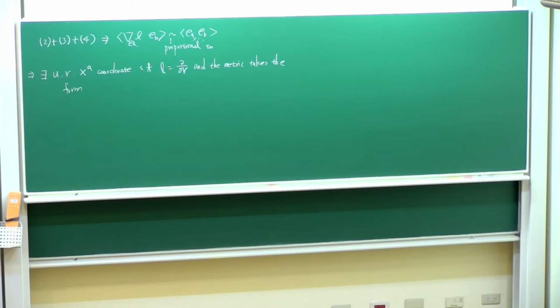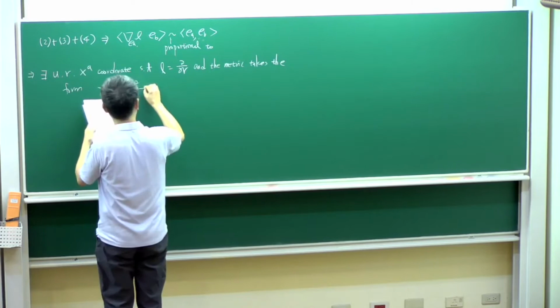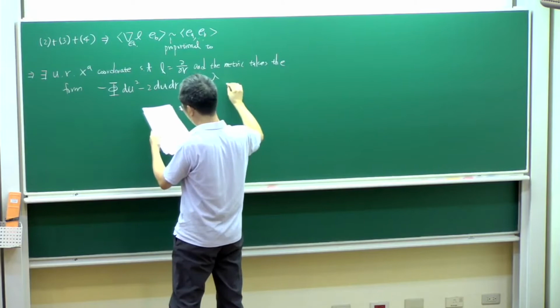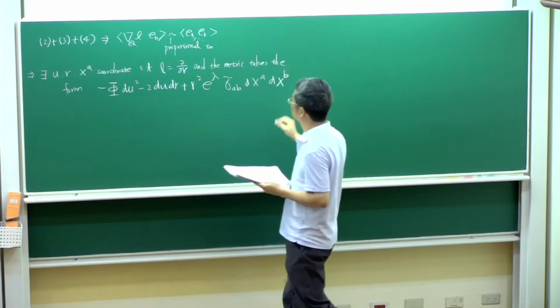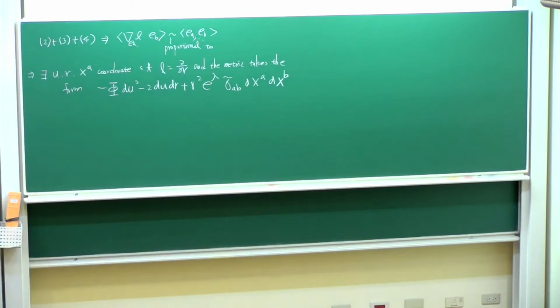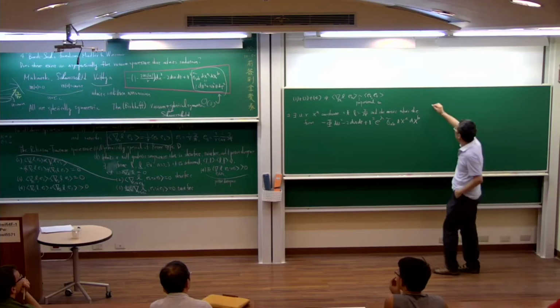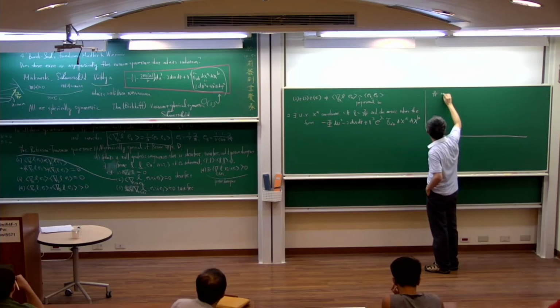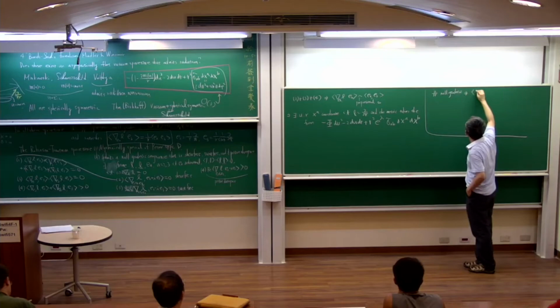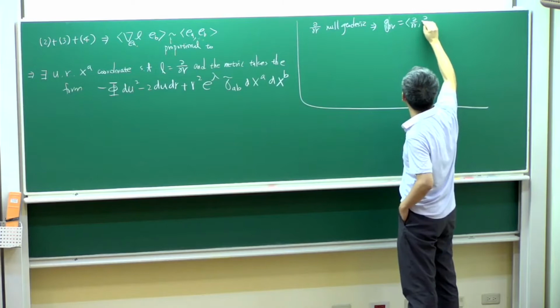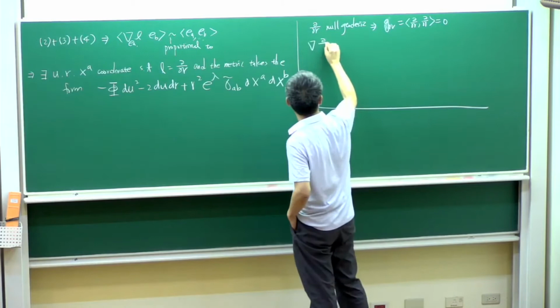Minus 5 du squared minus 2 du dr plus r squared e to the lambda sigma tilde ab dxa dxb. Okay. And so you can see that this is actually a generalization of this form here. And somehow we can actually argue this form here. So for example, we need this ∂_r to be now geodesic. So this actually implies that g_rr is equal to zero. And we also need ∇_r ∂_r to be equal to zero.